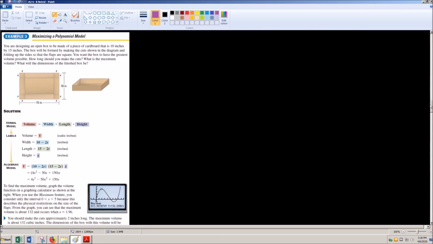Here is a cool example of an application of this. So in terms of application, again, we don't know calculus yet, but we can kind of tiptoe around that by using this min-max functionality on our calculators. So this is a box, and it's saying, okay, my box is going to be defined by taking just a rectangle and then cutting some corners out so I can fold the sides up.